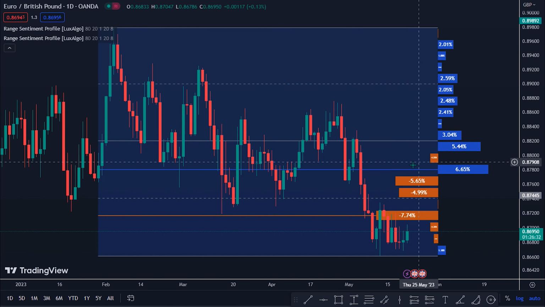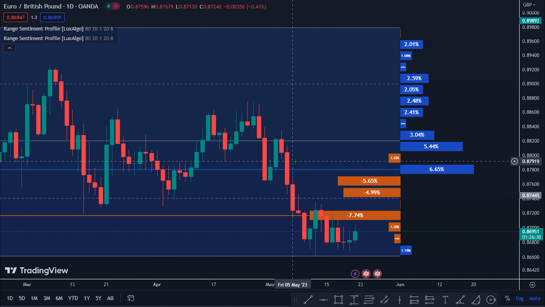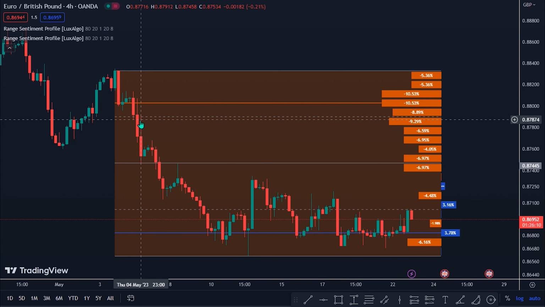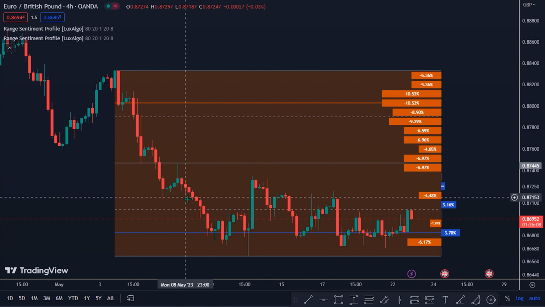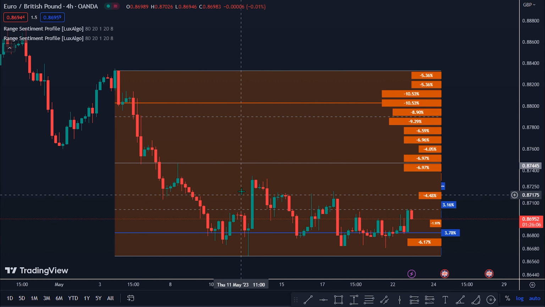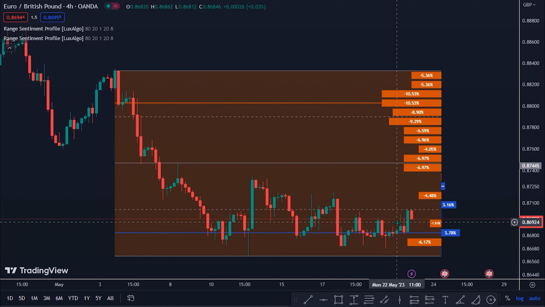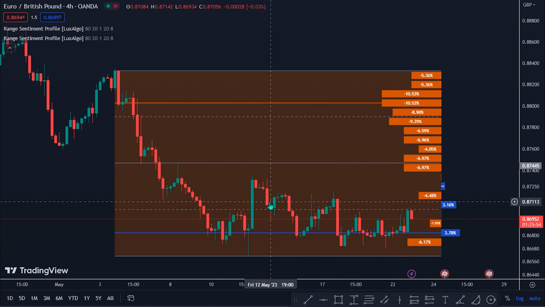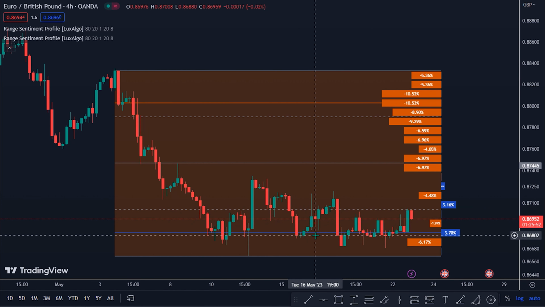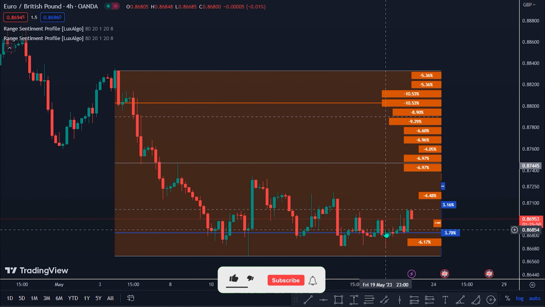For the intra-bar calculation, when using intra-bar data, the range sentiment profile is calculated differently. For a specific area and candle within the interval, the close-to-open difference is accumulated only if the intra-bar candle of the user-selected time frame lies within the area. This can return more precise results compared to the standard method, at the cost of a higher computation time.